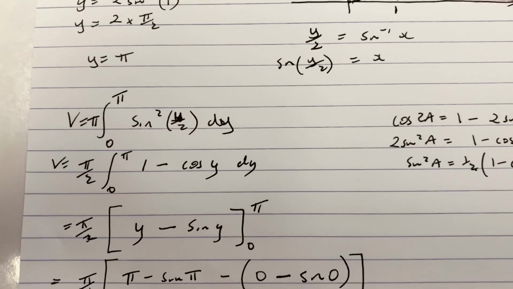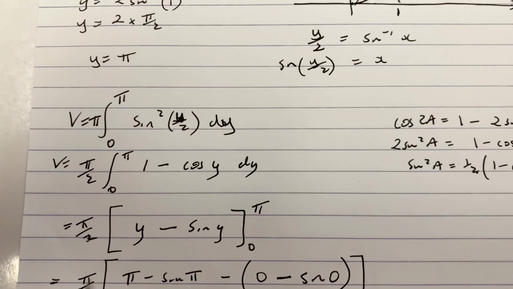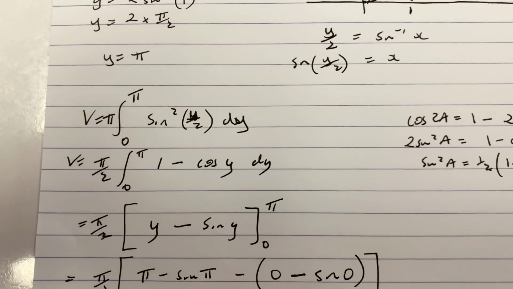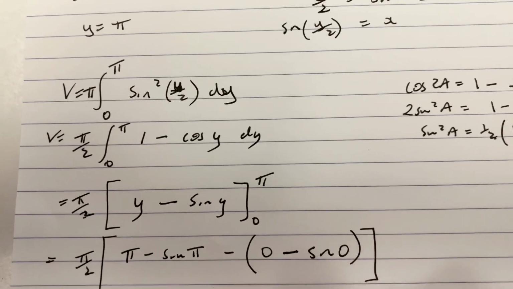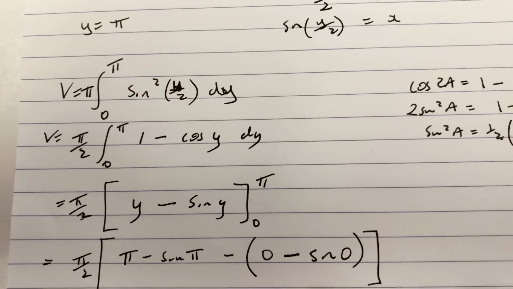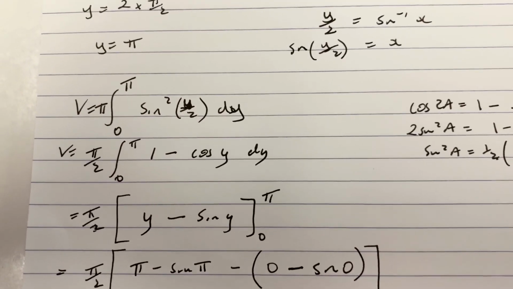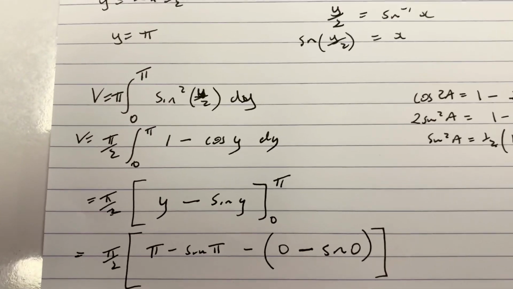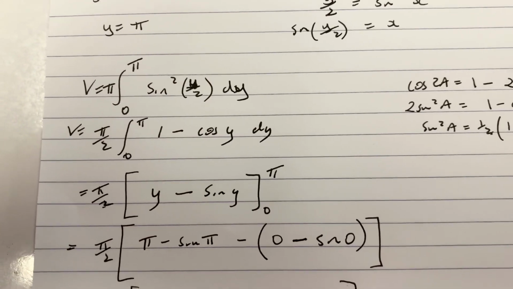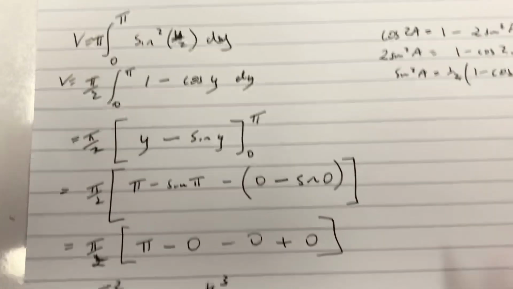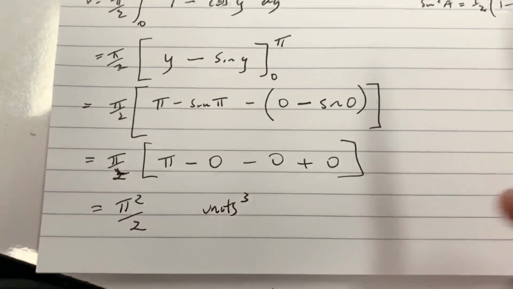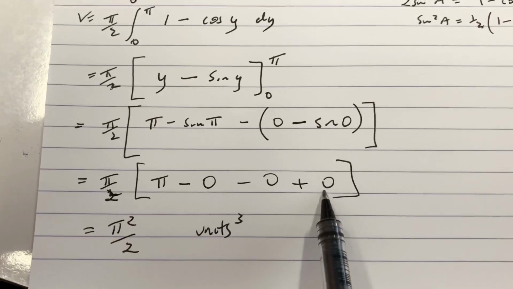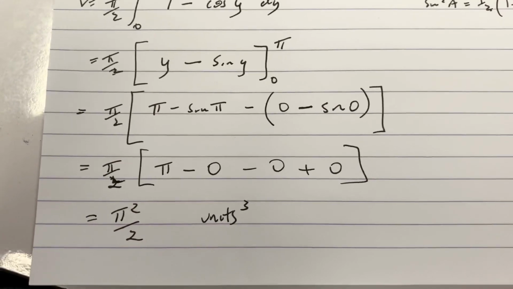Now of course that's going to be pi on 2, and pi take sine of pi, which is 0. That's 0, that's 0. So we're going to have pi squared on 2 units cubed. Apologies, so yeah, we get down to here, that's sine of pi is 0, sine of 0 is 0.